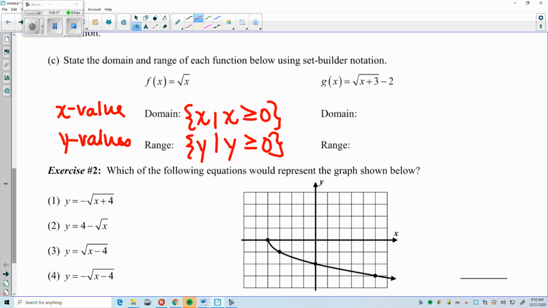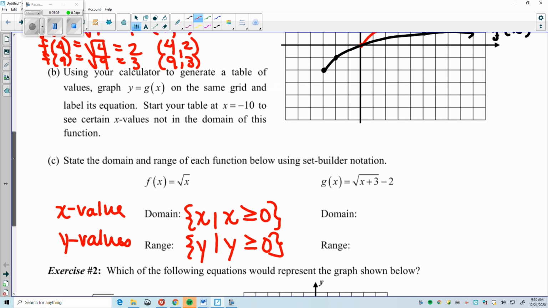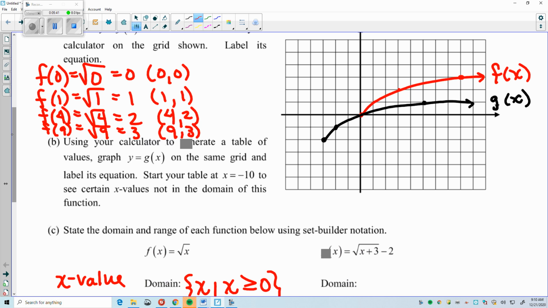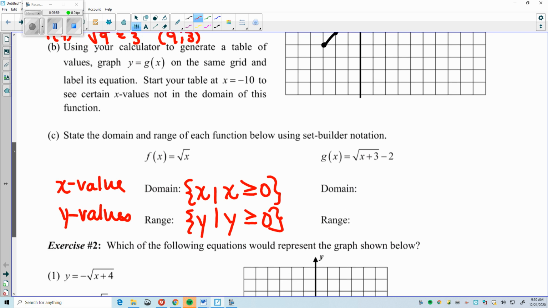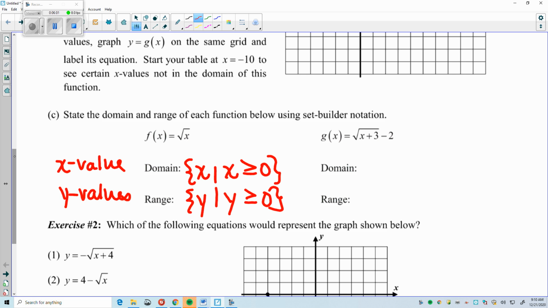Okay, so now how does that change for your domain? Well, let's think about what we had to do. With all of these transformations, we had to go left 3 and down 2. That left 3 shifts your domain, so now my lowest possible x value here is at -3. By going left 3, I'm subtracting 3 from 0. So now your domain on this graph is going to be anything greater than or equal to -3.